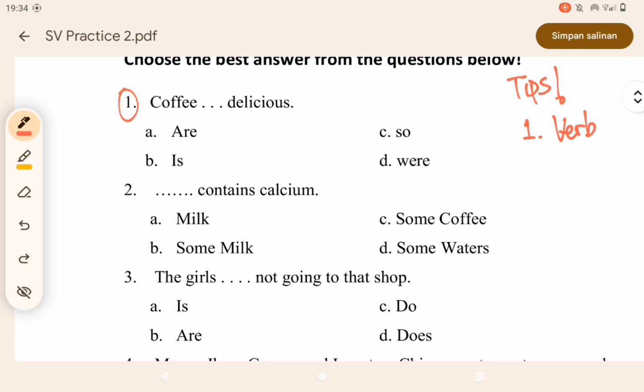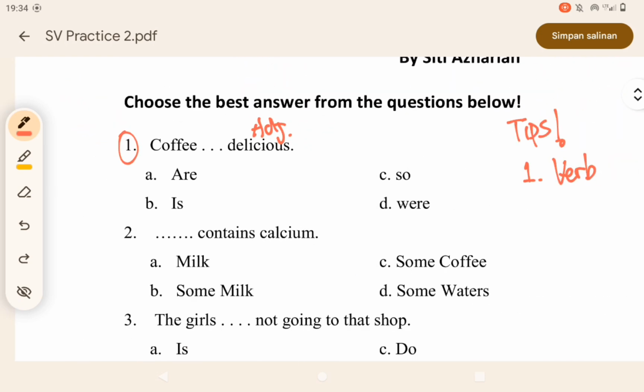Okay, in this sentence or in this question, we don't see any verb. Okay, coffee is a noun, and then delicious is an adjective. So we don't see any verb here. Now it means we need to find verbs, but which one is the correct verb for the subject? Okay, as we can see here, there is so, which means it's not a verb at all. So we can simply eliminate the wrong answer. And then next, let's see the subject. Where is the subject? The subject is this one, coffee. Coffee is the subject. Now, is coffee countable or uncountable? Is coffee singular or plural?